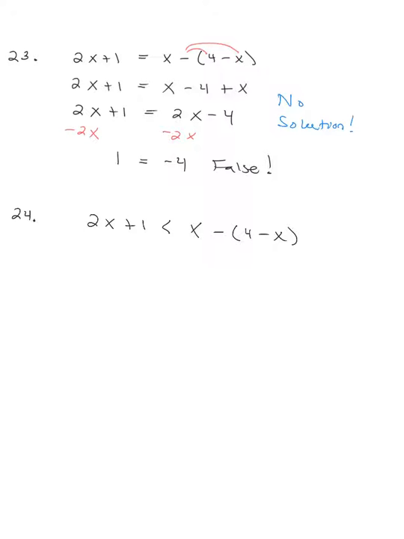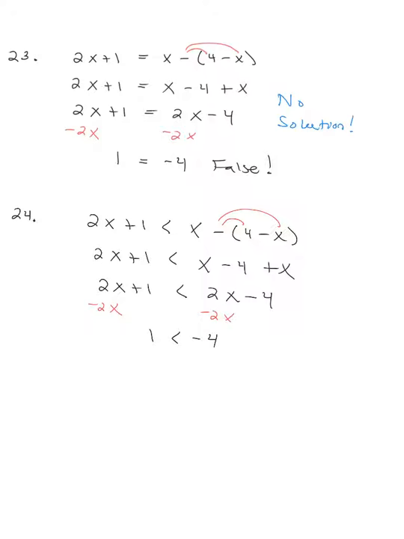Now, if you compare this to the inequality where I put a less than in this problem, let's approach it the same way where I'll distribute the negative and combine some like terms. So 2x plus 1 is less than x minus 4 plus x, or simply 2x plus 1 is less than 2x minus 4. It's okay to subtract the same thing from both sides, and you get 1 is less than negative 4. And in this problem, again, we have something false.